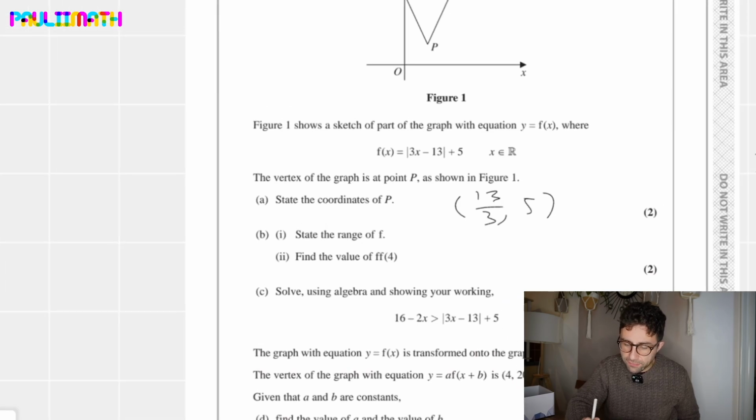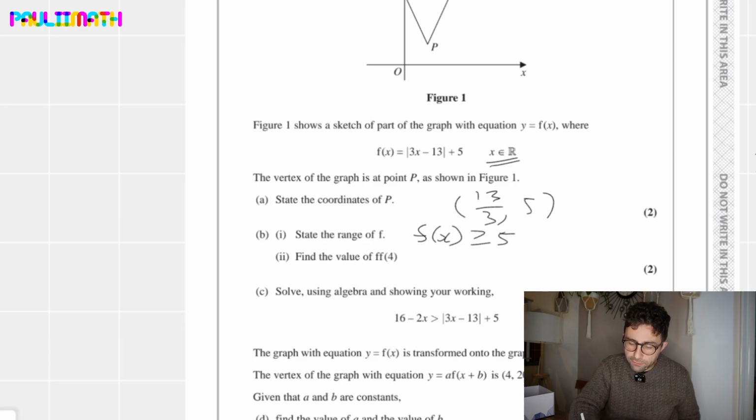State the range of f. All right. Surely, oh yeah, so we're putting in all real numbers into it. So surely the range is just f of x is bigger than or equal to 5.